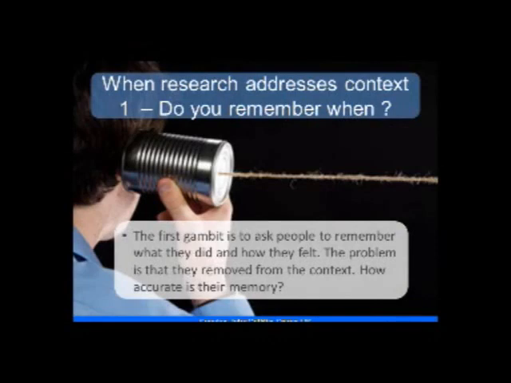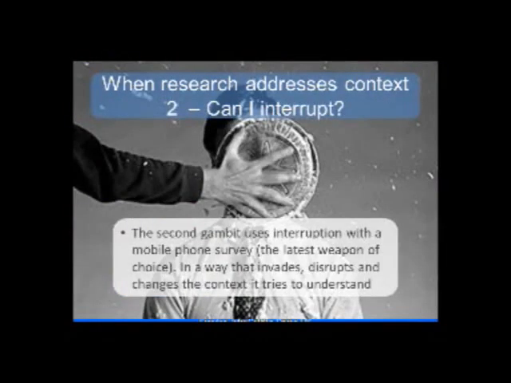Now, I don't want to be too harsh here, because of course research does address context, and it does it in two particular ways. I'll start with the tin can, which is basically, do you remember when? The first thing we tend to do is to say, I want to put you back in that context and to remind you how you felt. The danger, of course, with this is that we are doing this when people are away from the context, and we are entirely dependent on how accurate their memory is and what they're willing and able to tell us. And so that's the first way in which we do it, using just straight recall.